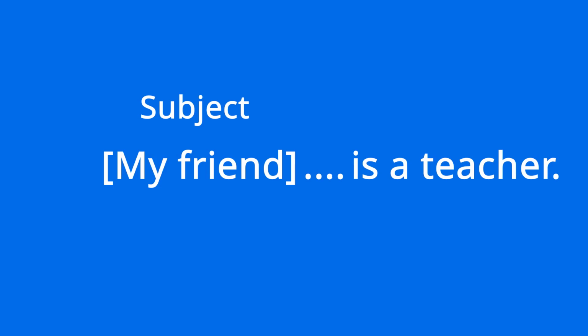While there can be several nouns in a sentence, a noun must appear in the subject because nouns name people, places, and things. For example, in the sentence, "My friend is a teacher," friend is a noun in the subject.